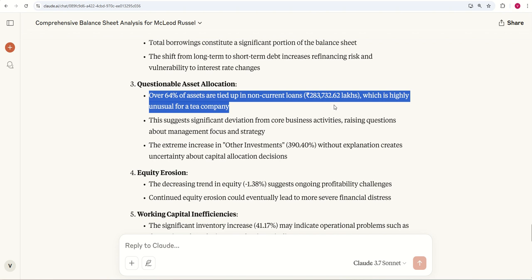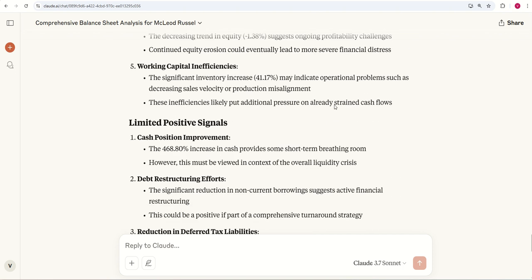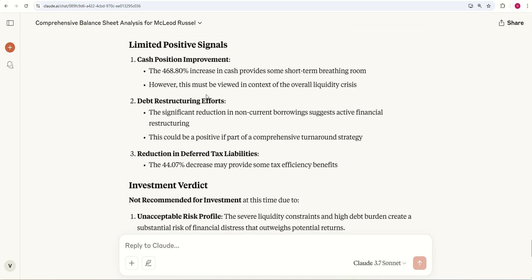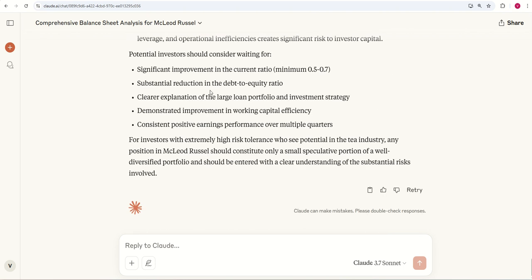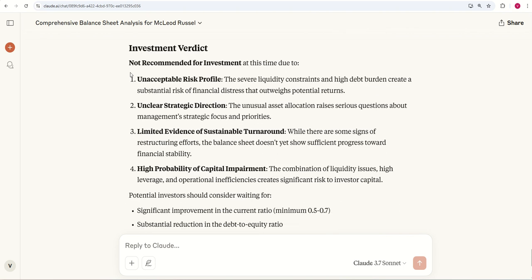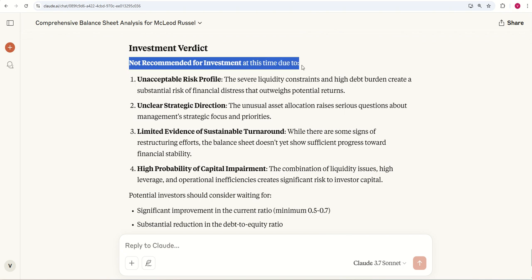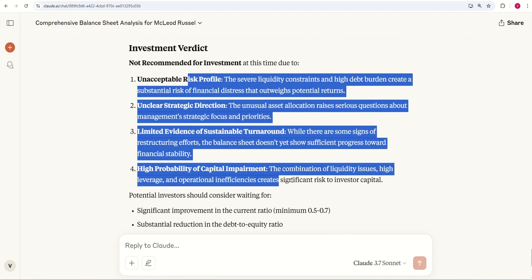Friends, these kinds of insights, unless you have complete exposure to the tea business, would be really difficult to figure out. But just by uploading this balance sheet, it says that something is unusual here. Equity erosion, then limited positive signals. There are positive signals, but they are very limited. The final verdict: not recommended for investment at this point of time for this reason.